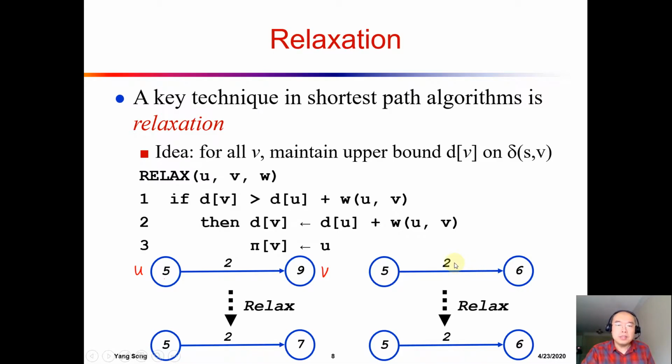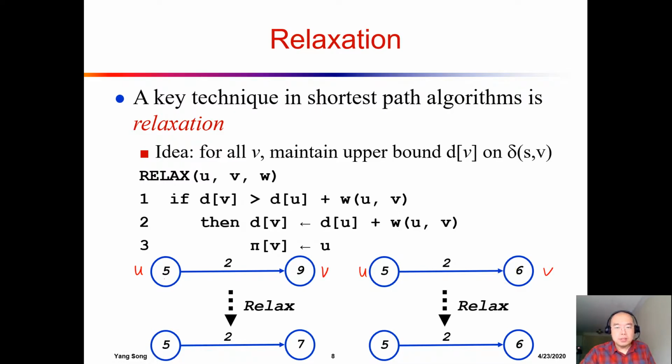Okay, so in this case, let me write u here and v here. If we want to get to v first by getting to u and then taking the path u to v, so we get to u first and then go from u to v, the cost will be 7.